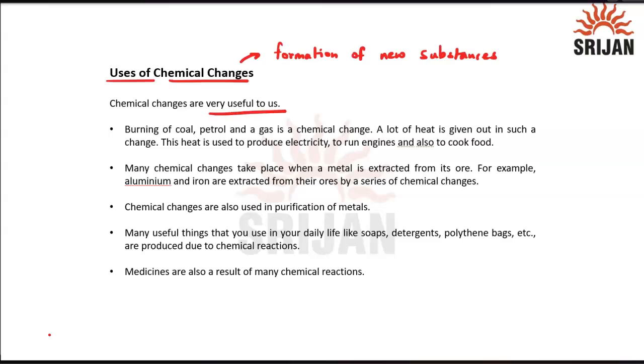Now how are chemical changes very much useful to us? The first would be the burning of coal, petrol and gas, which is a chemical change. So if you want to run any kind of engine, or produce electricity, you have to perform a chemical change, because a lot of heat is given out in such changes, and that heat is used to produce electricity to run the engine. That heat can also be utilized to cook food as well. Depending upon your requirement, you can do a lot of things with such change just by burning something.